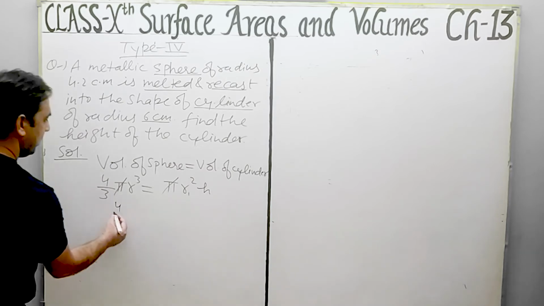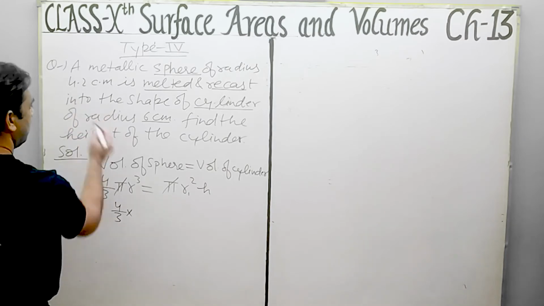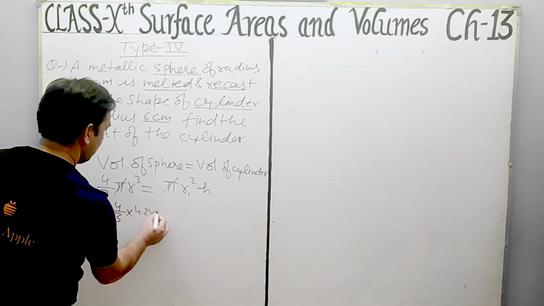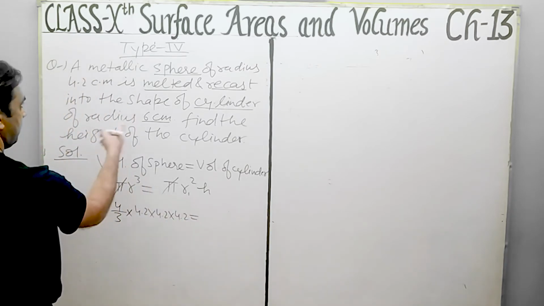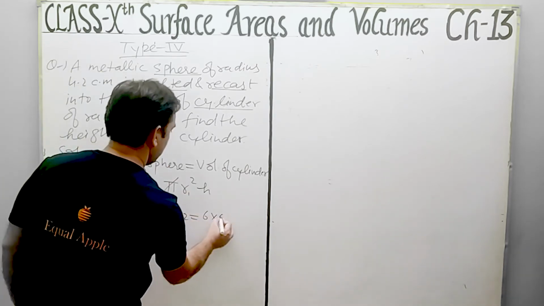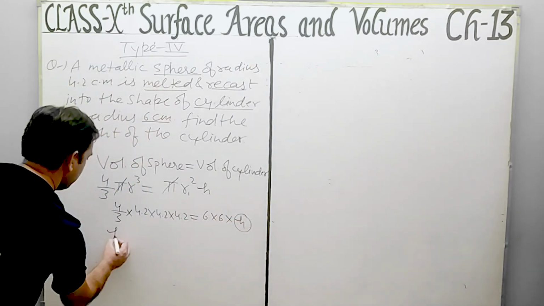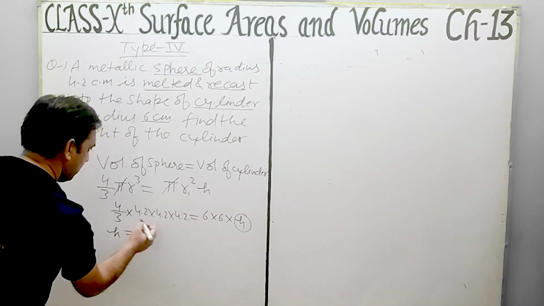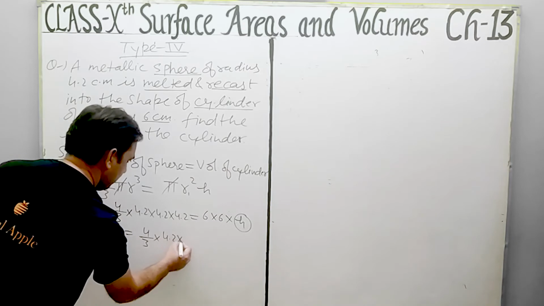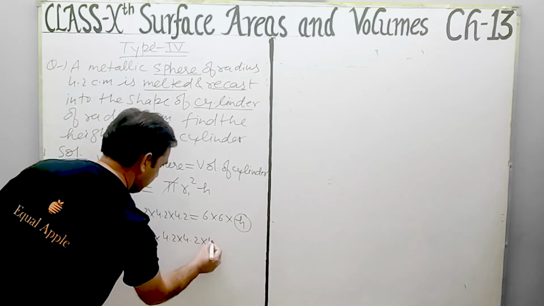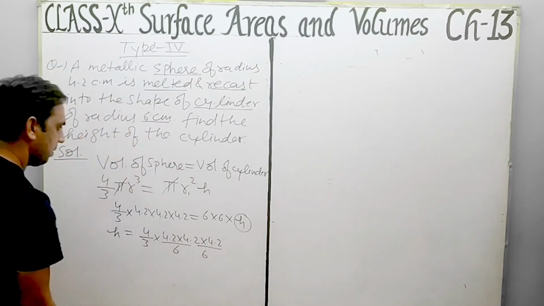so 4 by 3, and the radius of sphere is given 4.2 × 4.2 × 4.2, and the radius of cylinder is 6 × 6 × h. So from here we need to find h, so we can take this 6 into the denominator of the other side, because they are in multiplication, so we need to take them into the denominators.